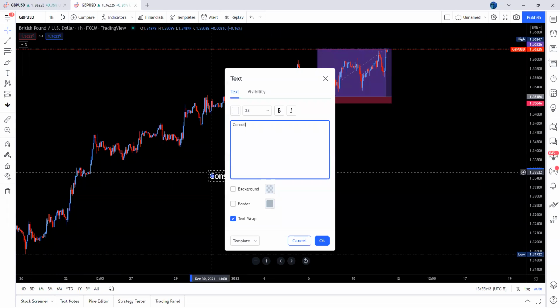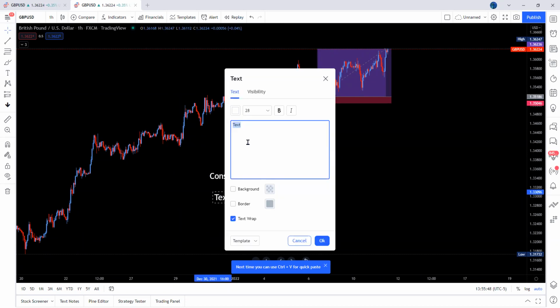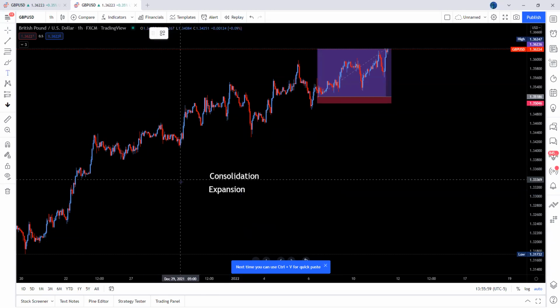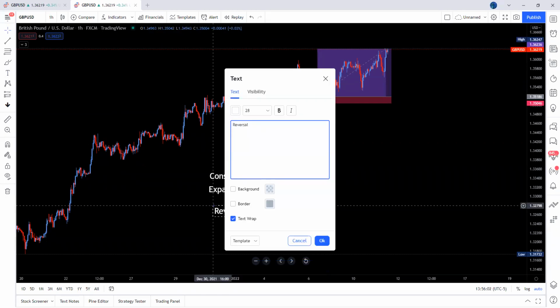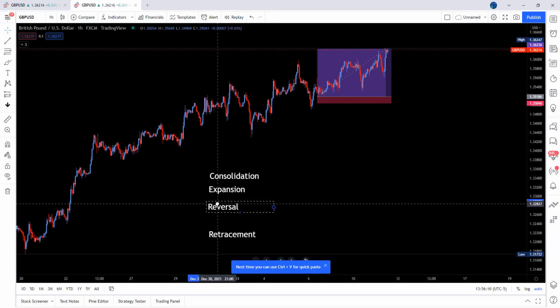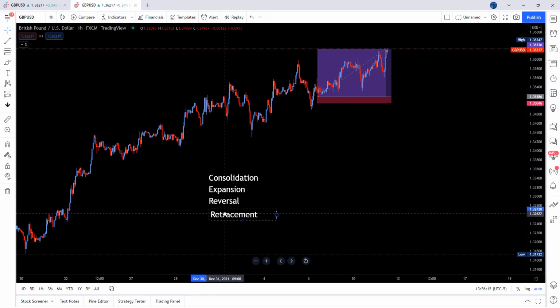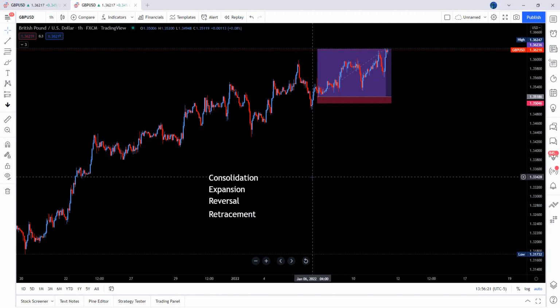Consolidation, I already gave you one. What's another? Expansion, reversal, retracement. Expansion. Good. Perfect. Reversal. Retracement and reversal. Good. So we understand that all of these are the stages of the market, right? You should have known that from our academy or from last class, right?